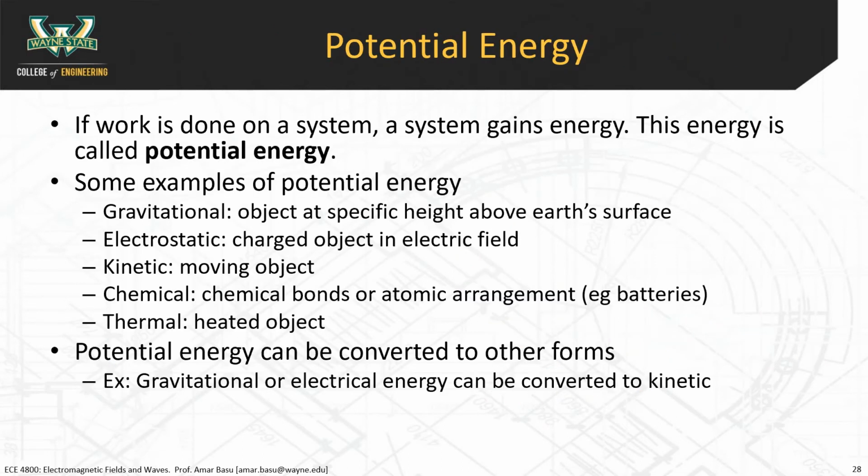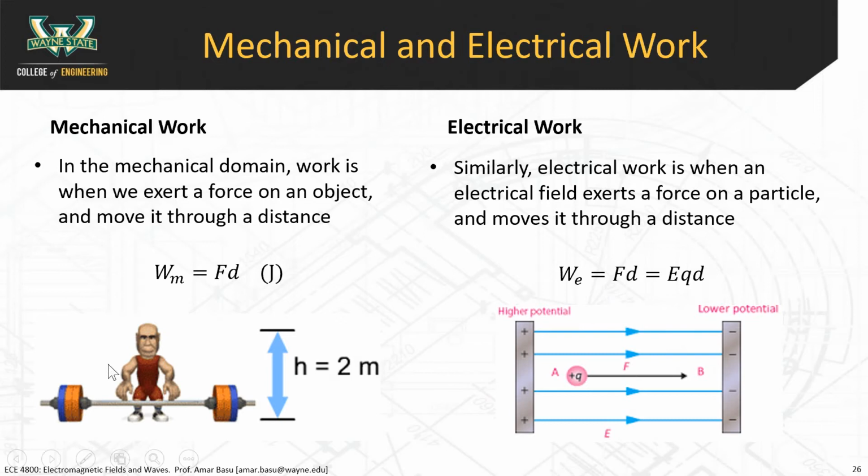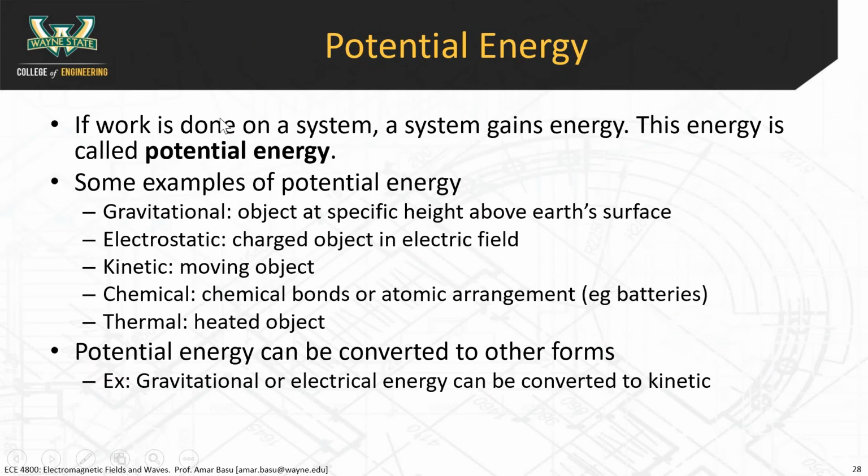So now we can talk about potential energy. You think back to this individual picking up this barbell here. He's doing work on that barbell. Okay, so when he lifts it up to a height of 2 meters, he does some work on that barbell. And so when he does work on that barbell, the system gains energy. So now the barbell has what's called gravitational potential energy in that situation.